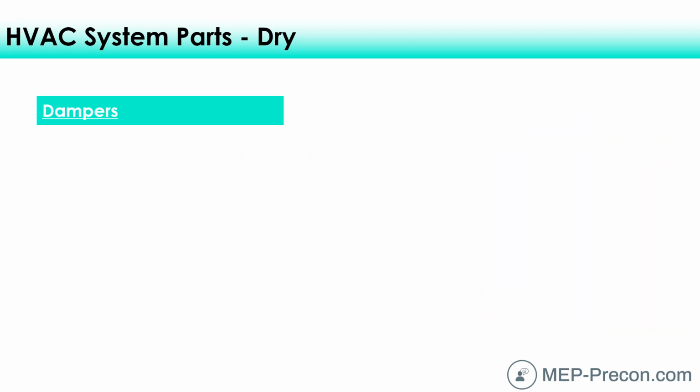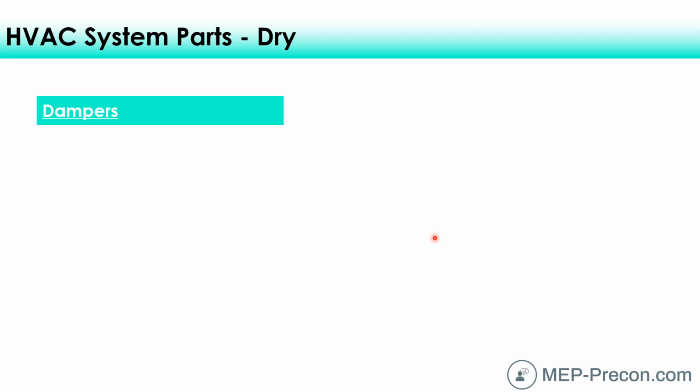Okay, let's talk about dampers. Dampers. What is a damper? No, not a diaper, but a damper. Well, a damper is the air equivalent to a valve. I think everybody probably understands what a valve is. A valve is a means of controlling water within a piping system. And so a damper is the air equivalent to that. It's the ability to control the amount of air that's flowing through a duct.